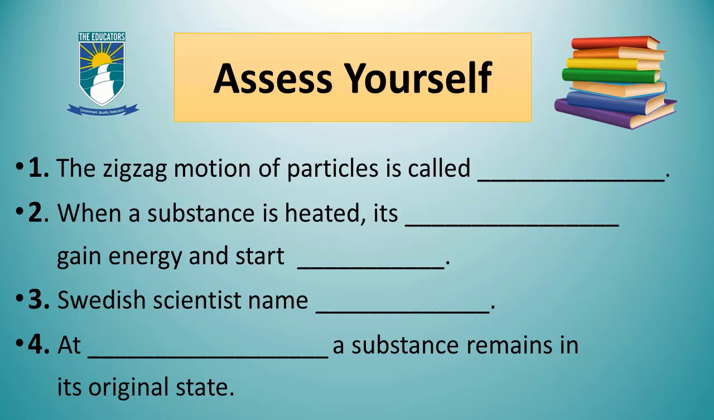Dear students, I hope that you understood each and every point of this lesson. So here is a short assessment for you so that you can assess yourself. So let's see what we have in here. First one is the zigzag motion of particles is called dash. Second, when a substance is heated, its dash gain energy and start dash. Third, Swedish scientist name dash. And the last is at dash a substance remains in its original state. Dear students, try and write down the answers of each one of them within 5 minutes.